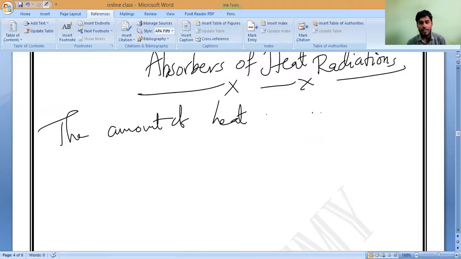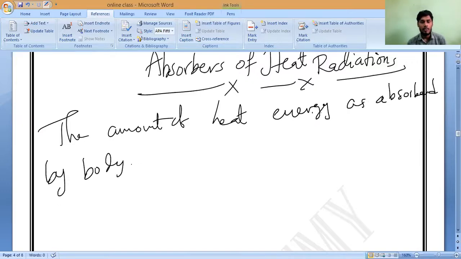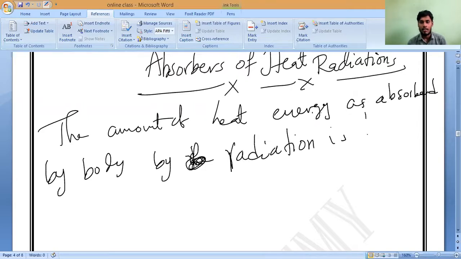The amount of heat energy absorbed by a body by the process of radiation depends on the color of the body.